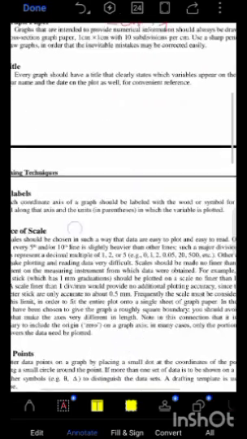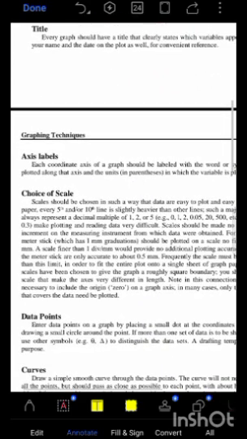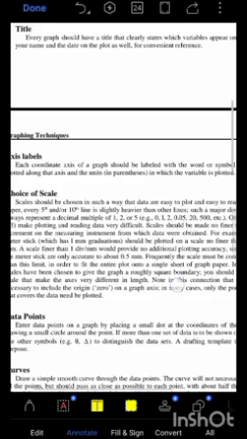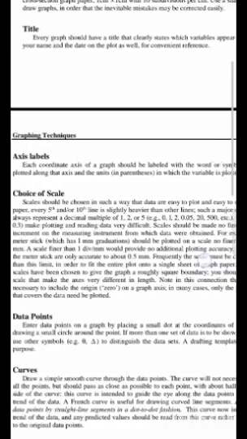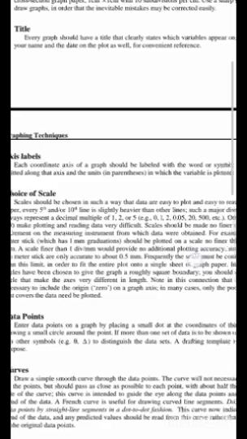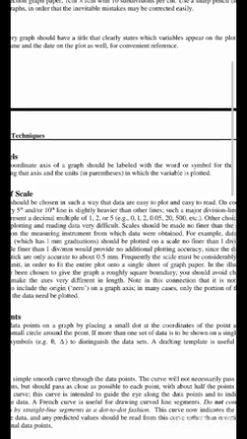And look at the choice of scale. That is where you can choose your scales. Scales should be chosen in such a way that data are easy to plot and easy to read. On coordinate paper, every 5th or 10th line is slightly heavier than the other lines. Such a division line should what?